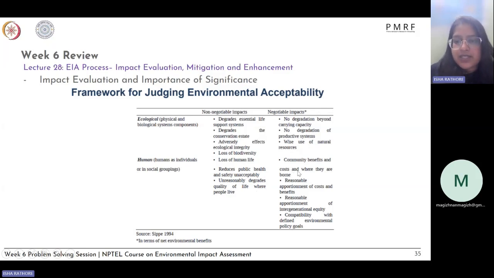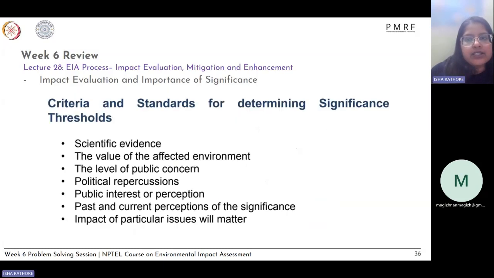Whereas your negotiable impacts can include community benefits and costs and where they are borne, reasonable appropriation of costs and benefit, reasonable appropriation of intergenerational equity, and compatibility with defined environmental policy goals. Okay, so this is one framework for judging environmental acceptability on ecological and human systems, and what are negotiable and non-negotiable impacts. Then there are certain other criteria and standards for determining the significance threshold for impacts.